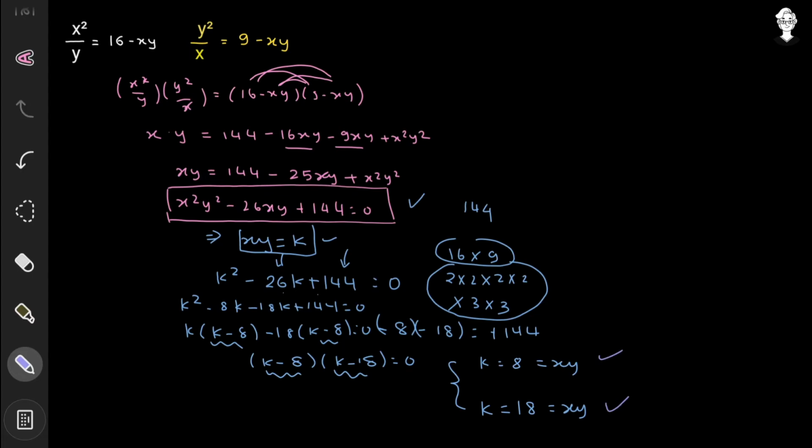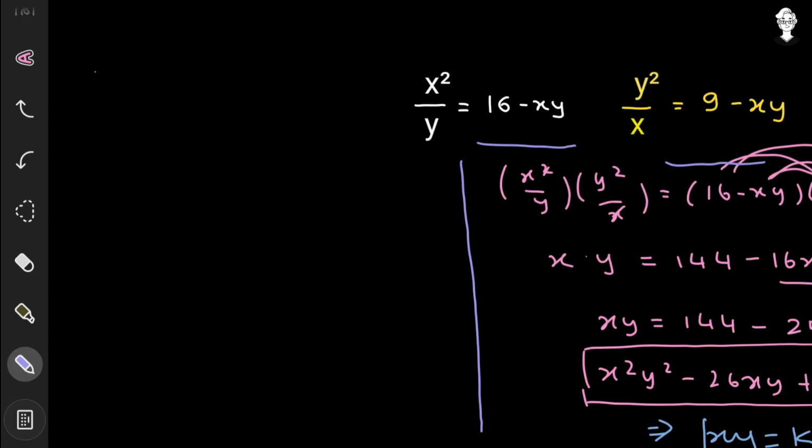Now remember the two equations that were given. This was the first equation and this is the second equation, and we can observe that their right hand side contains x into y. So we can replace x into y as 8 and 18 and try to solve the next steps. So here we will take the case 1 where we'll take the value of x into y as going to be equal to 8.